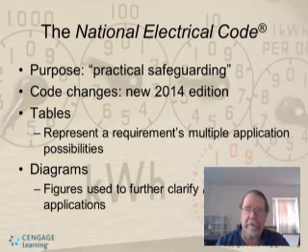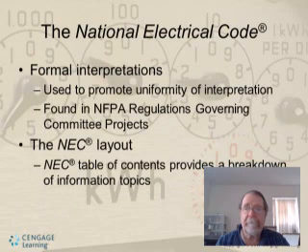Now, we had some code changes that are new to the 2017 edition from the 2011, and there'll be tables that represent requirements and multiple application possibilities, and then they'll have some diagrams and figures used to further clarify the NEC applications. And they'll have formal interpretations. These are used to promote uniformity of interpretation, and they're found in the NFPA regulations governing committee projects.